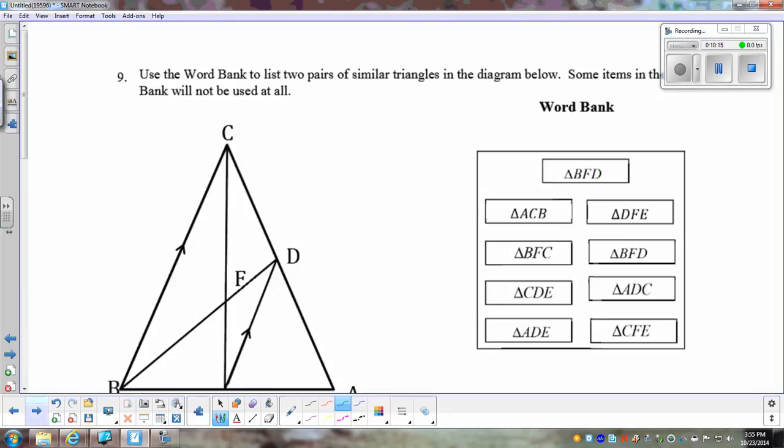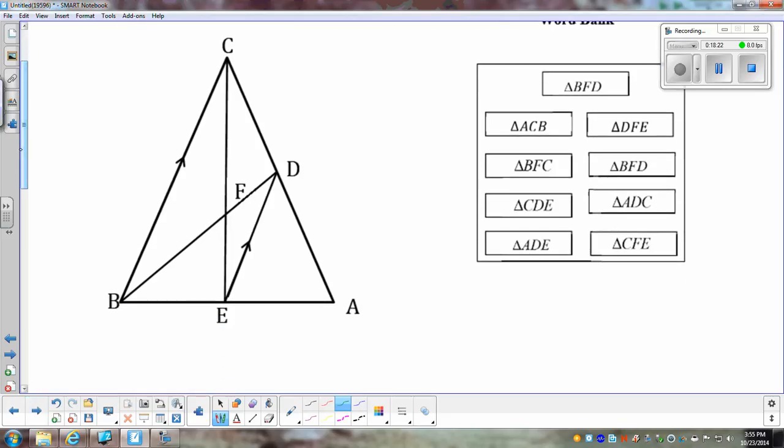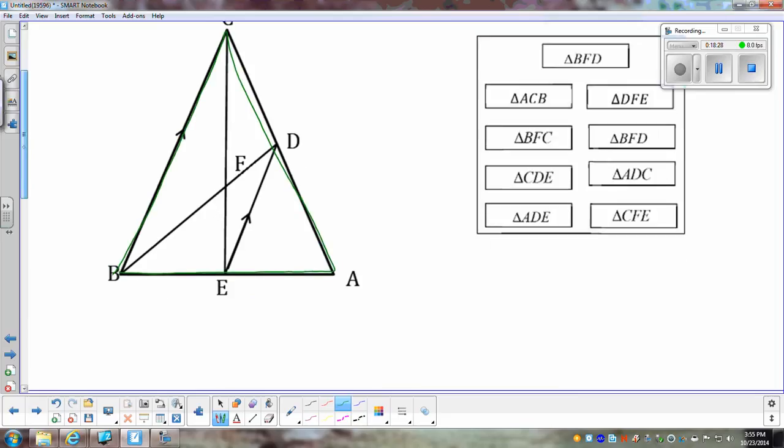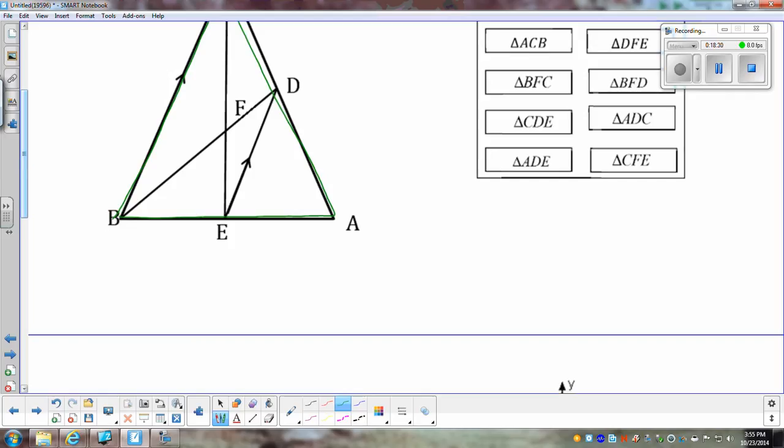Next page. All right, I want to use the word bank to list two pairs of similar triangles. Some items will not be used. All right, well, first of all, I have some parallel lines. So I know that my entire triangle, my big triangle, which is ACB, is similar to AED.